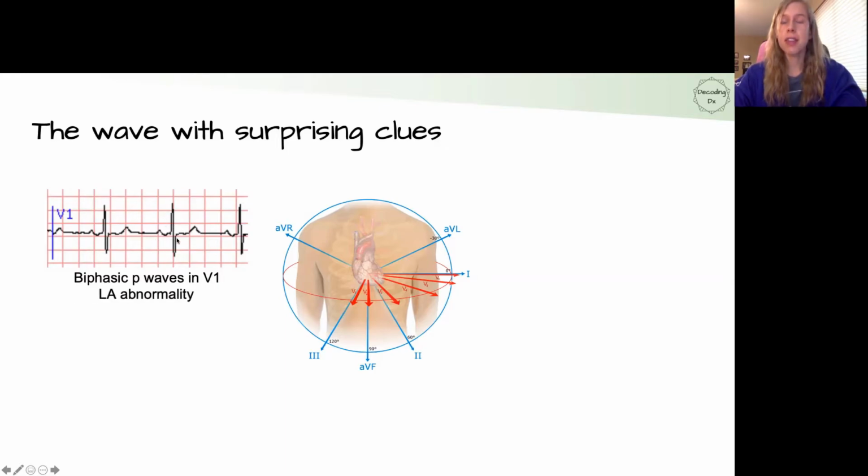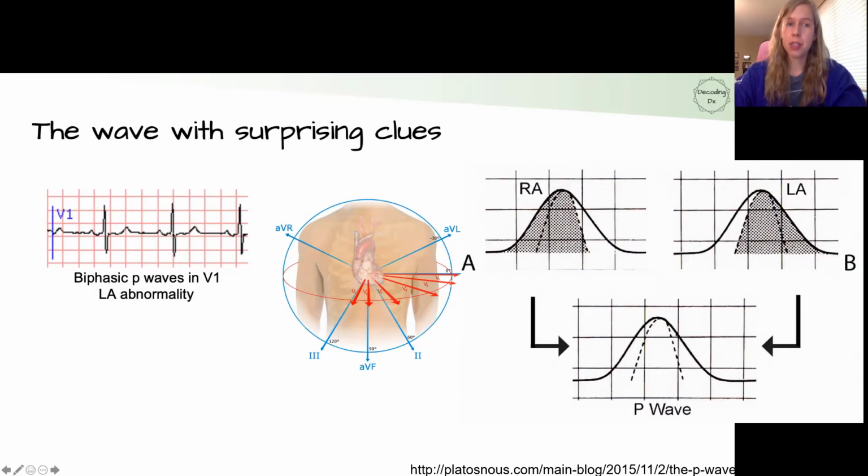This is indicative of a left atrial abnormality, because that second half of the P wave, which indicates the left atrium, is abnormal. It's got a weird morphology. So there's something going on in the left atrium. This isn't specific to any particular abnormality, but it's telling you that there's something going on.